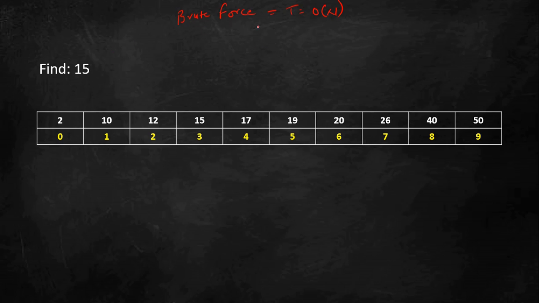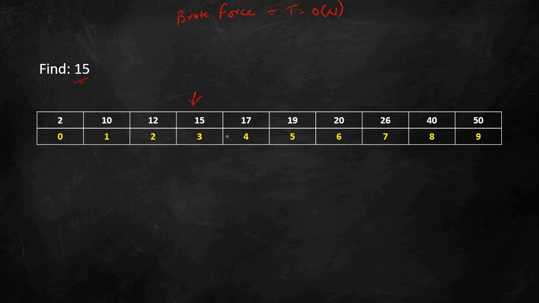Now, can we improve the time complexity here? That's where the binary search algorithm comes into the picture. Binary search can only be performed if the array is sorted, either in ascending or in descending order. That is the important precondition for binary search. Here, since the array is sorted, if you have to find 15, 15 is here at this position.